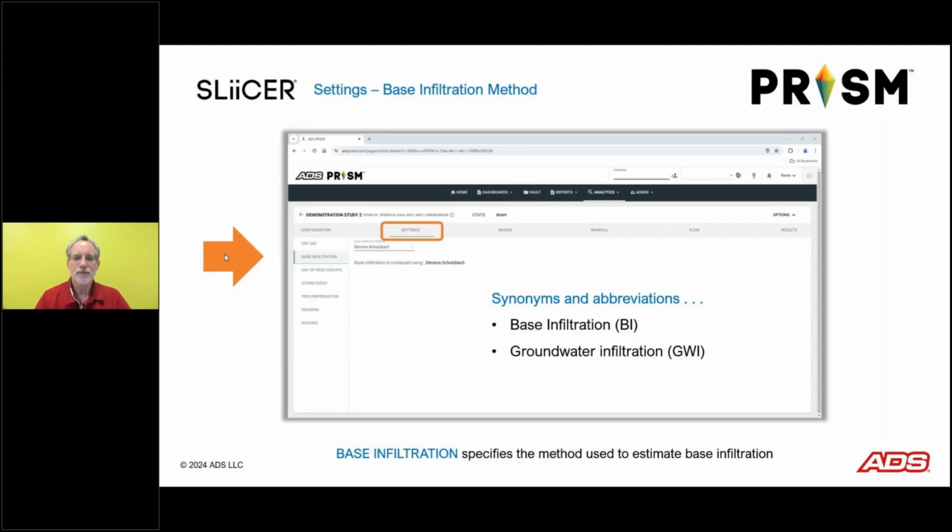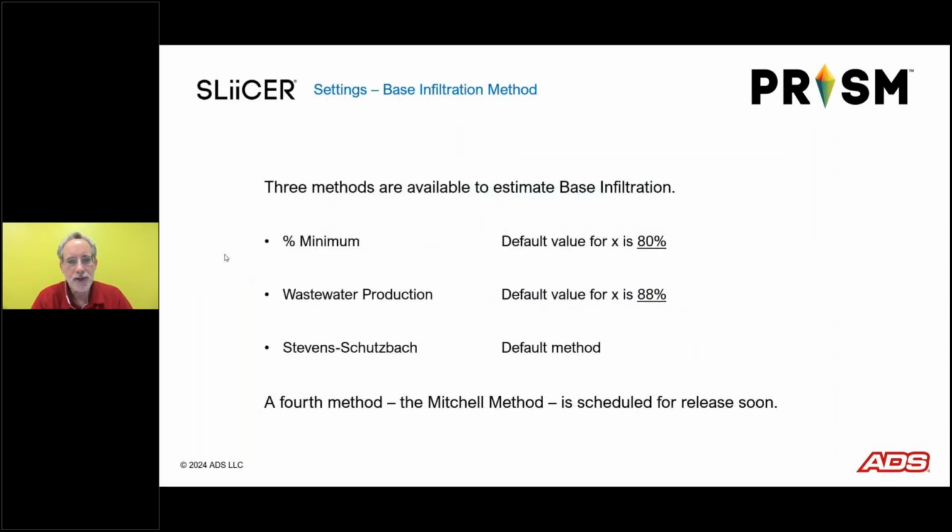So we do have three different methods that are currently available to estimate base infiltration from the dry weather flow data. One of them is called the percent minimum method, one is called the wastewater production method, and the third is called the Stevens-Schutzbach method. Just a note, we do have a fourth method called the Mitchell method that is scheduled for release soon. My guess is it'll be out before the end of the year.